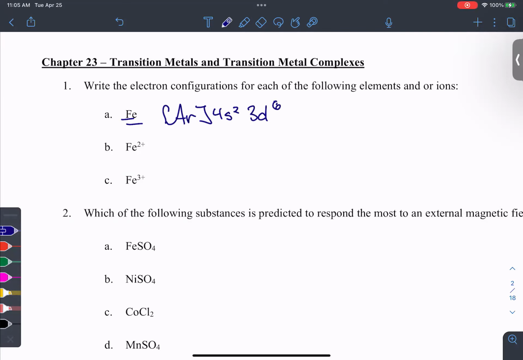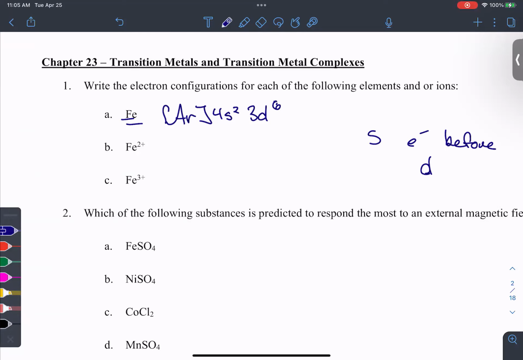But now to make the cation versions of these, we need to start removing electrons. I need to remove 2 electrons from my neutral iron to make iron 2+, but what's the trick here? What electrons do I want to remove? s before d. Yes, you always want to remove s electrons before d electrons, and some students are wary about that because they're like, well, I put the d electrons last. Shouldn't they come off first?